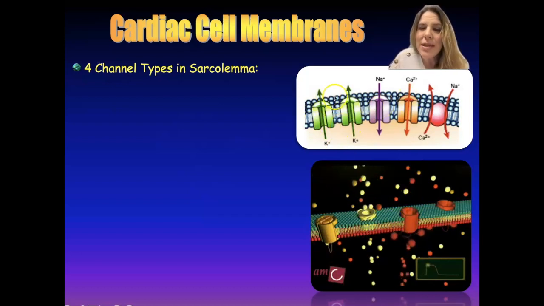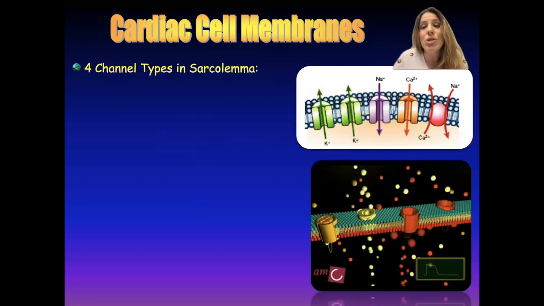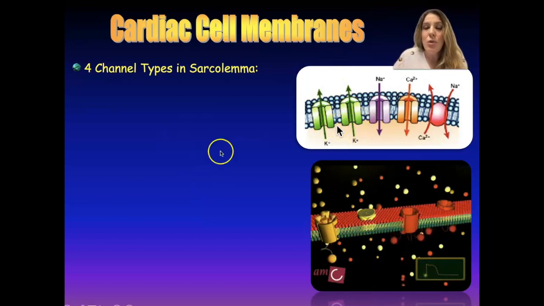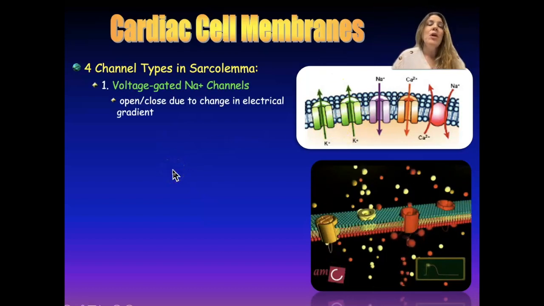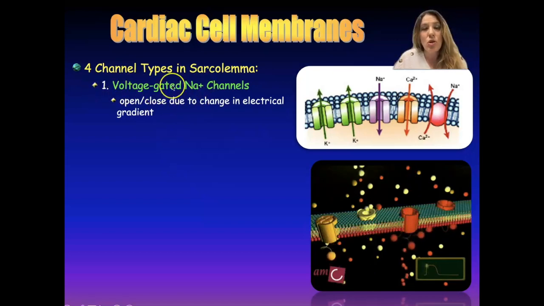And over here, we see just a schematic of the different types of channel proteins we're going to be talking about with regards to cardiac cells. So let's go over these different types. So one type is what's called a voltage-gated sodium channel.